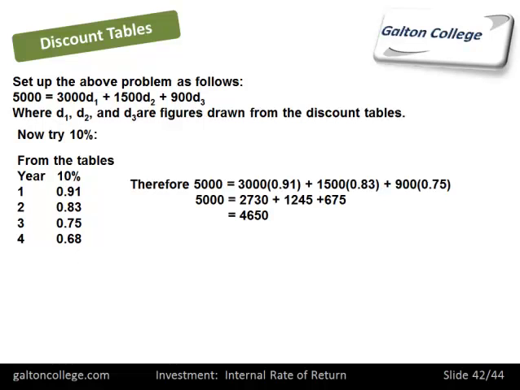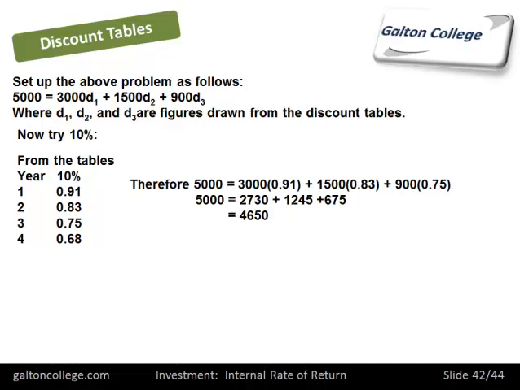So what you would do then is you would say, okay, therefore 5,000 is equal to 3,000 times 0.91 plus 1,500 times 0.83 plus 900 times 0.75. When you add up the right hand side, it comes to 4,650. That's not 5,000. So it's wrong.